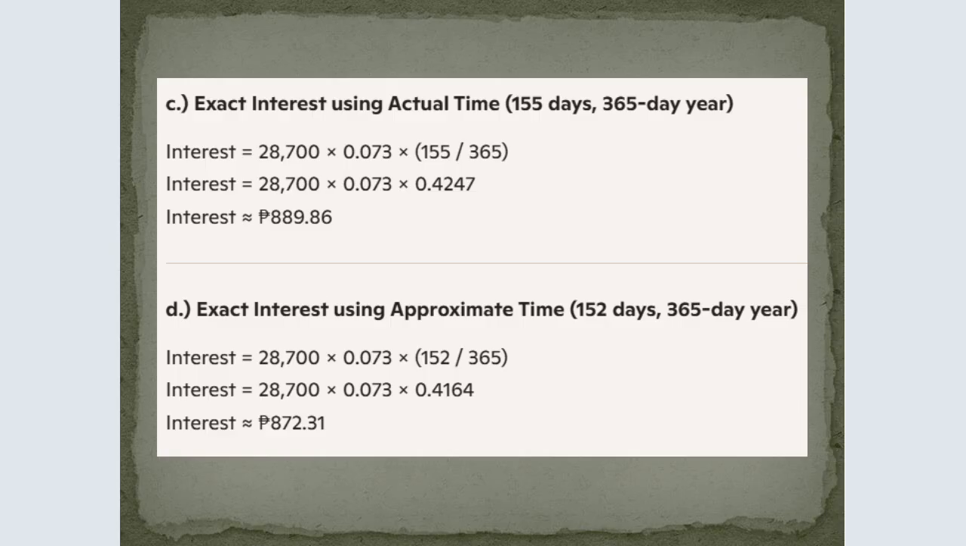Now for the exact interest using approximate time, we have 152 days. And then for exact, again, we have to use 365 as the base. So the interest is 28,700 times 0.073 times 152 divided by 365. And that will give us approximately 872.31.